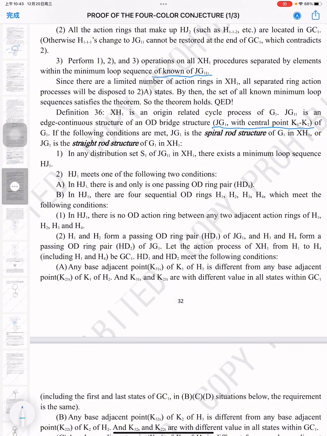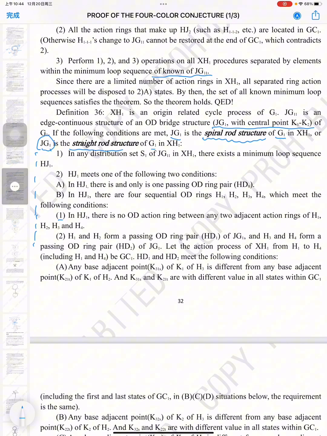That means if the following conditions are met, JG1 is the spiral rod structure of G1. If any one of the following conditions can't be met, JG1 is a straight rod structure of G1.